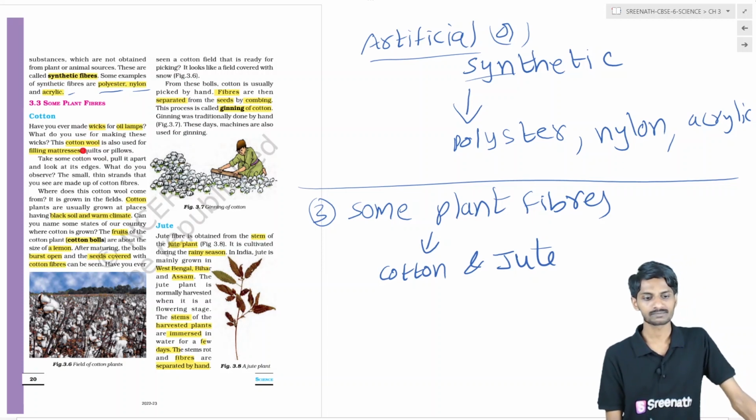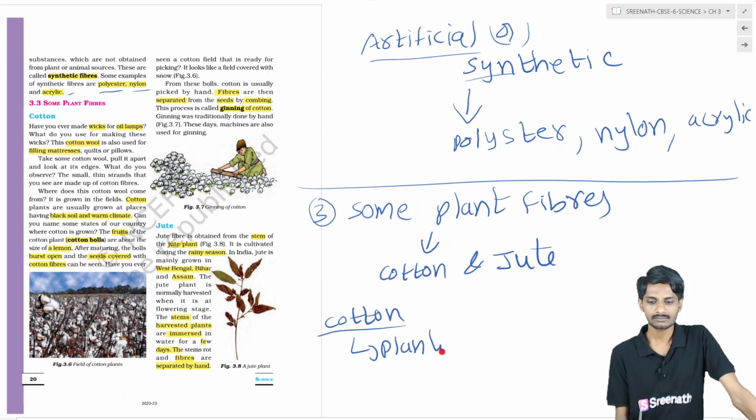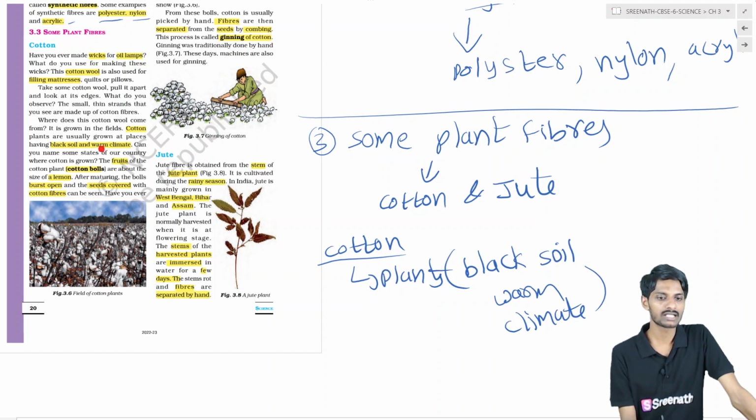Okay, students. Basically, how is cotton wool fiber formed, and how do we obtain it naturally? Cotton plants are grown in places having black soil. They grow plentifully and effectively in black soil and a warm climate. Cotton plants are usually grown in black soil and warm climate.